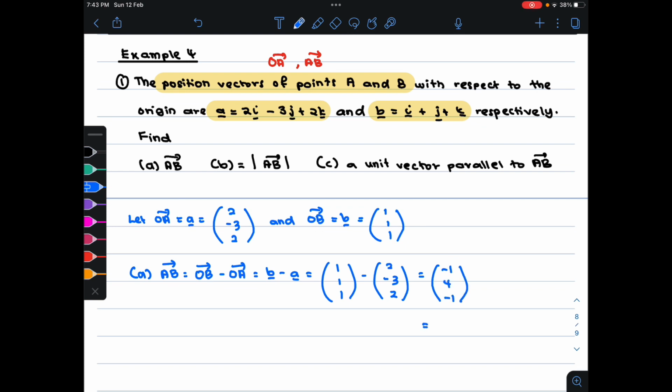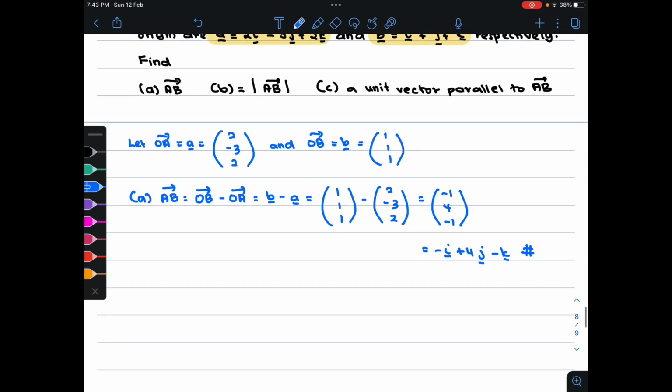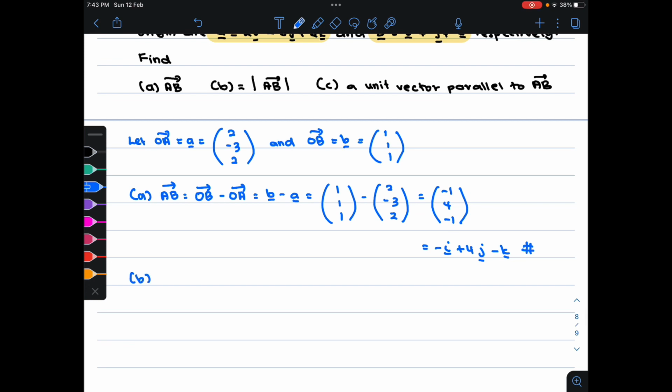And hence the final answer is negative i plus 4j minus k. So that's for part A. Next, part B is the magnitude of AB. Therefore, the answer is the square root of negative 1 squared plus 4 squared plus negative 1 squared, because a is negative 1, b is 4, and c is negative 1. So the answer is square root 18, which is 3 root 2.